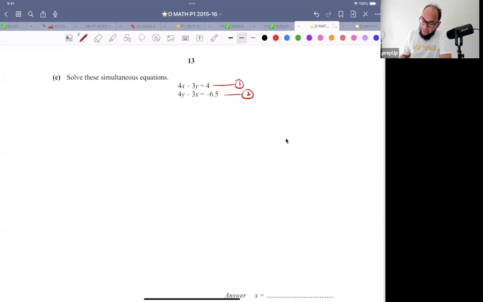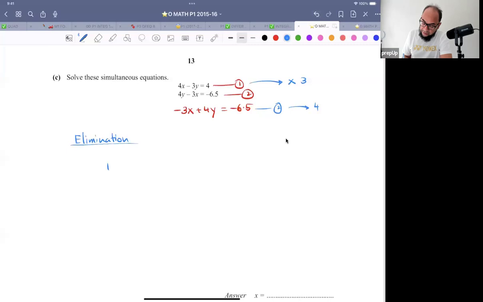First of all, write equation 2 in the proper format. That is negative 3x plus 4y is equal to negative 6.5. Now take the first equation and multiply by 3. Take the second equation and multiply by 4. Why? Because I want to use elimination and I want to cancel out what? I want to cancel out the x.